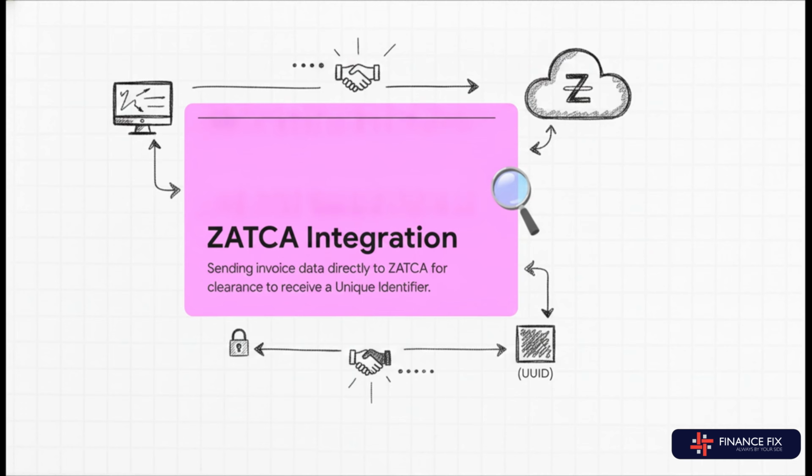And jumping back to Step 5 for a second, let's demystify what Phase 2 integration actually looks like in practice. Honestly, it just means your system is talking directly to ZATCA's servers. Every single time you generate an invoice, boom, that data gets sent to ZATCA for clearance. Once they clear it, they send back a unique identifier, or UUID. Without that UUID, your invoice isn't integrated and it isn't compliant. It's essentially a seamless digital handshake for every single transaction you make.